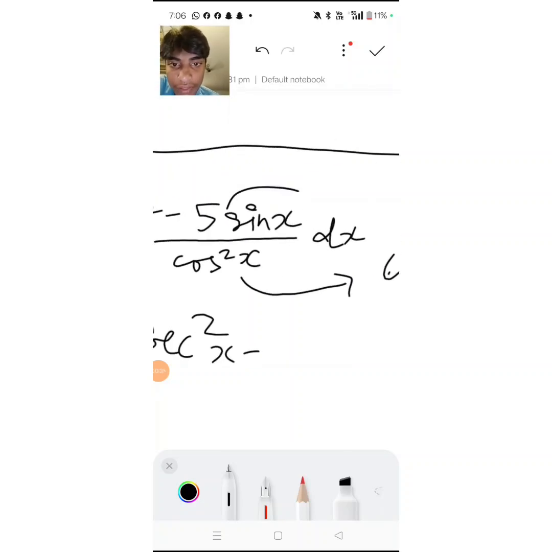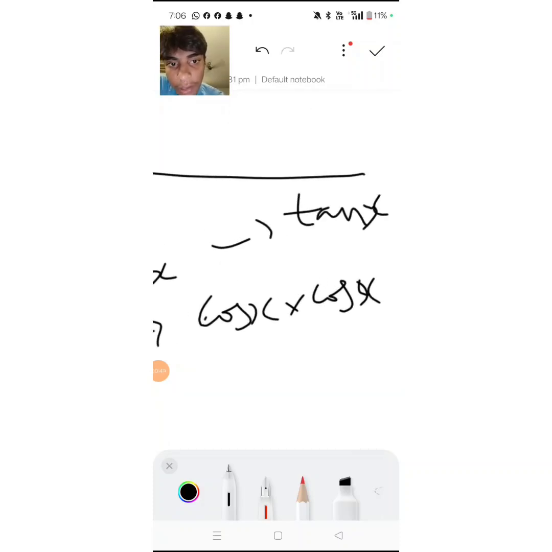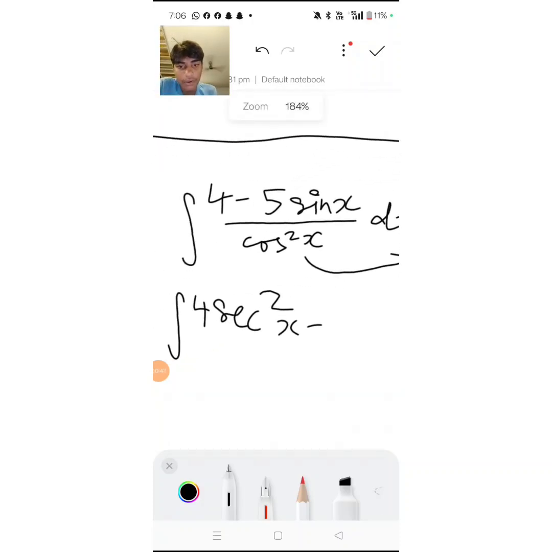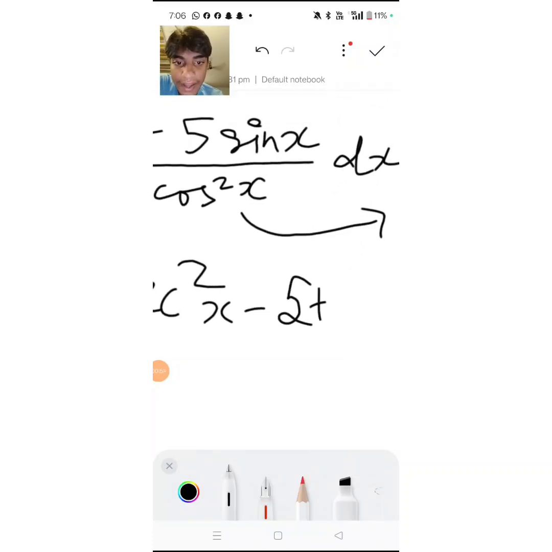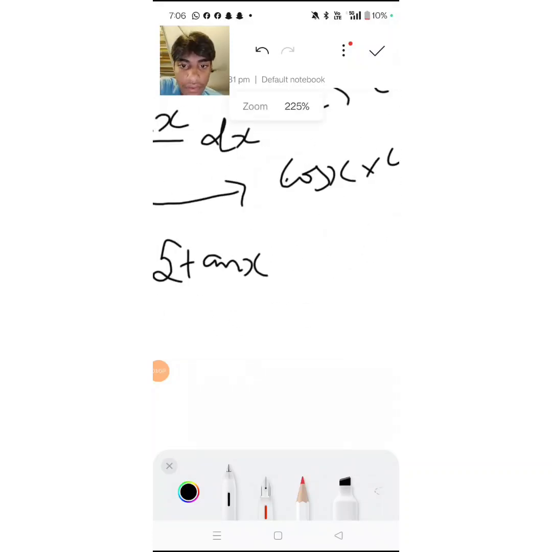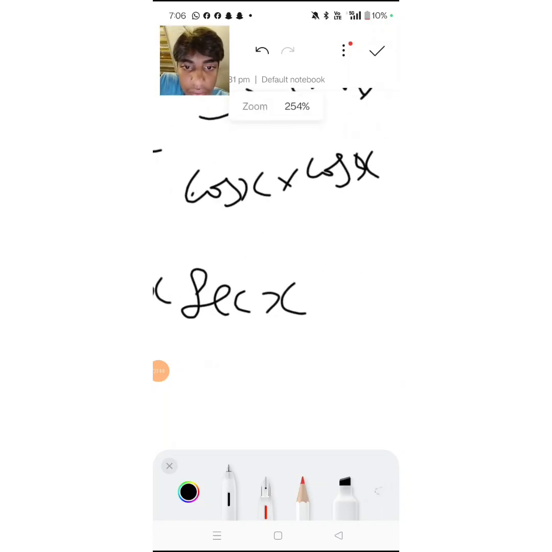Because we just have sin x on top of it, sin x divided by cos x together will form tan x. There'll be an additional cos x down, so when that comes on top, it becomes secant x. So minus sin x upon cos x squared, we can write as 5 tan x secant x, dx.